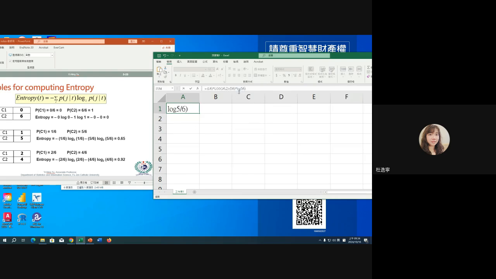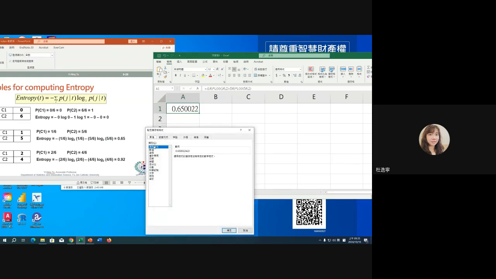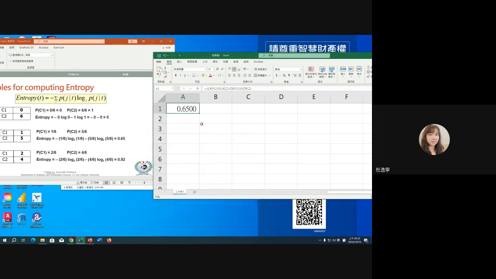5 divided by 6 and the base is 2. So the final answer will be 0.65. And when we use the format that makes its value have 4 digits after the floating point, it will look like this. Oh, the floating point number we want is like this. And the other case, we will show it just like this.